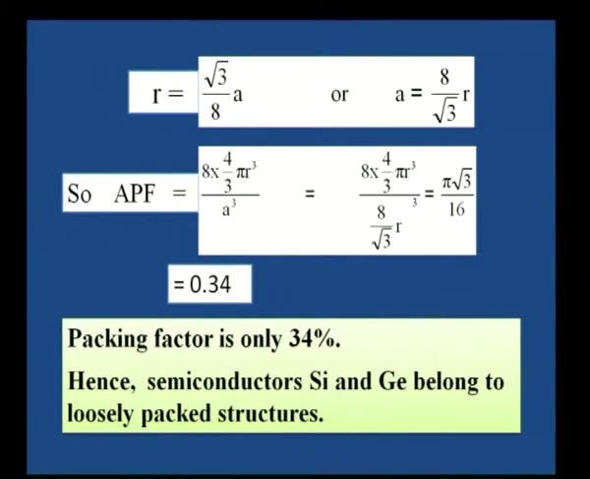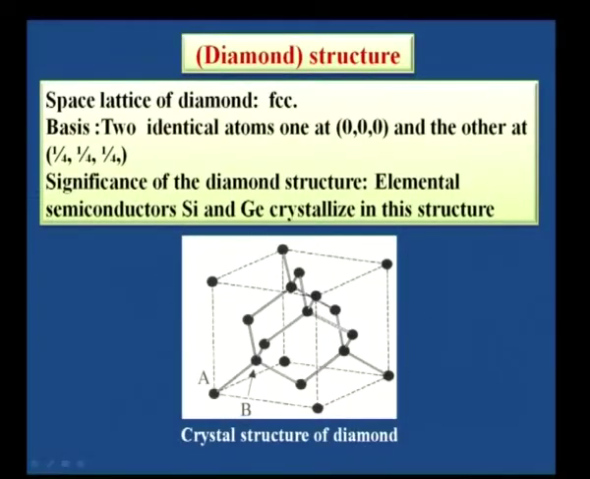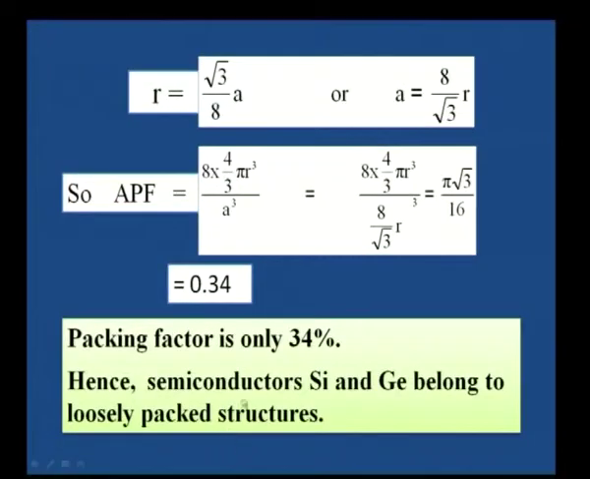Silicon and germanium both are loosely packed structures, not tightly bound structures like FCC and HCP. Therefore, obviously, the packing density being smaller, only very few substances will crystallize in this structure, the diamond structure. Silicon and germanium belong to the loosely packed structure, namely the so-called diamond structure.